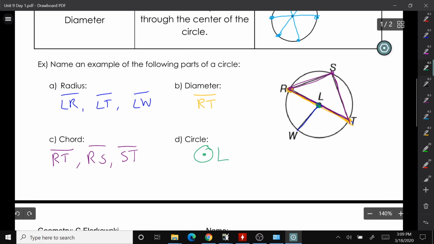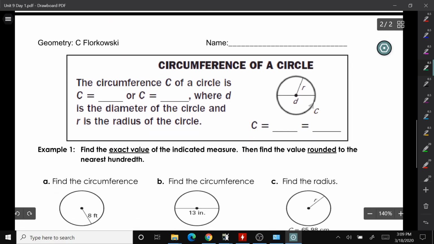Alright, let's flip the page. Now on this page, we're going to talk about the circumference of a circle. The circumference is the distance around the circle, or you can think of it as the perimeter of a circle. And there's two ways that we can calculate that. One of them is to multiply the number pi times the diameter, or you can multiply pi times 2 times the radius. They equal the same thing because the diameter is equal to 2 times the radius.